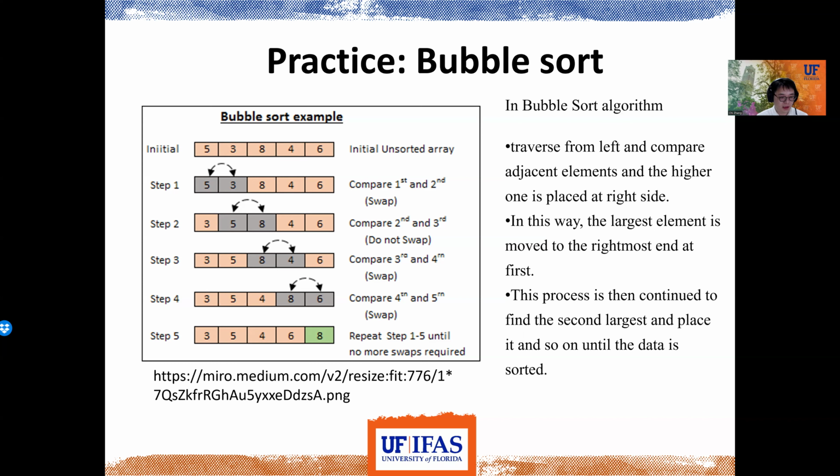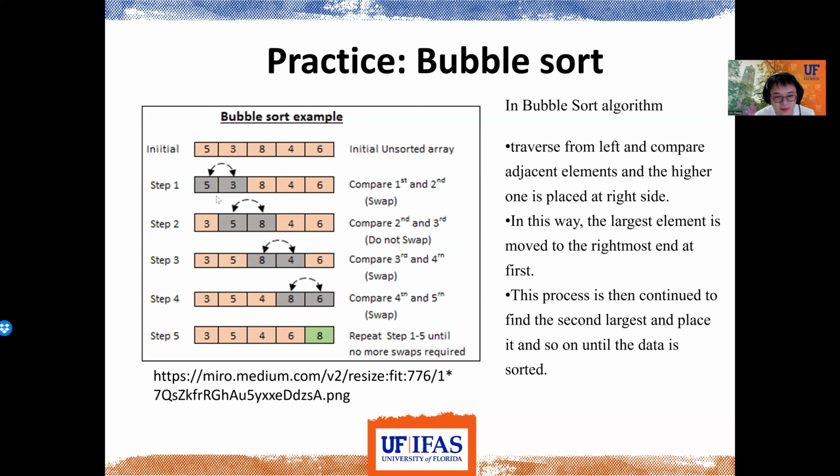To put understanding into practice, look at the bubble sort algorithm. This algorithm works on an array by repeatedly stepping through the list, comparing adjacent elements and swapping them if they are in the wrong order. This process is repeated until the list is sorted. You can see the initial array is 5, 3, 8, 4, 6. In step 1, I compare the first pair, 5 and 3, and if the second one is smaller than the first one, I move the second one to the first location.